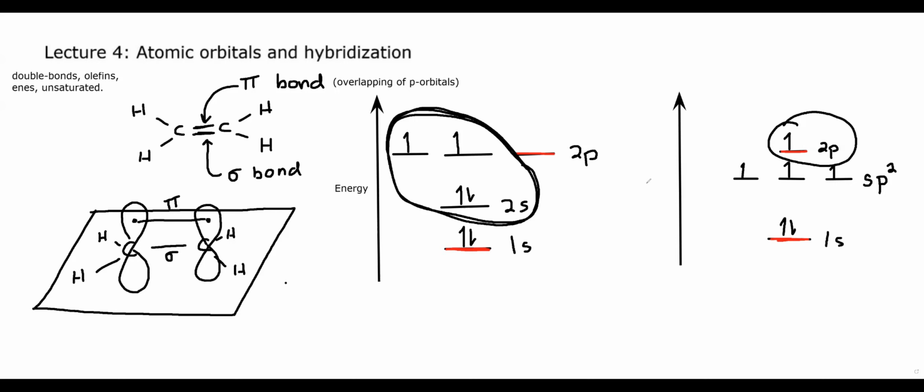We leave a 2p orbital because we need to make a pi bond. We need to explain why that pi bond exists, and pi bonds exist from overlapping p orbitals. So we can't use all of our p orbitals up for hybridization. We have to leave one there to make that pi bond. The other orbitals in the 2 energy level will be hybridized together to make these sp2 orbitals.